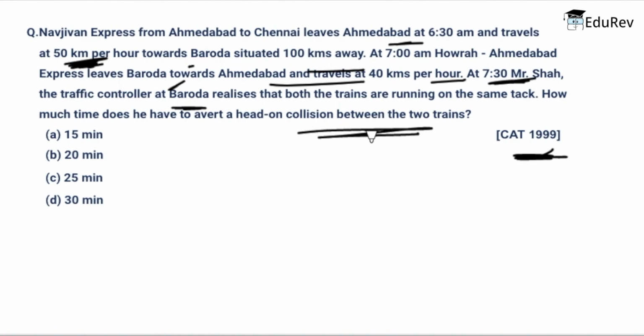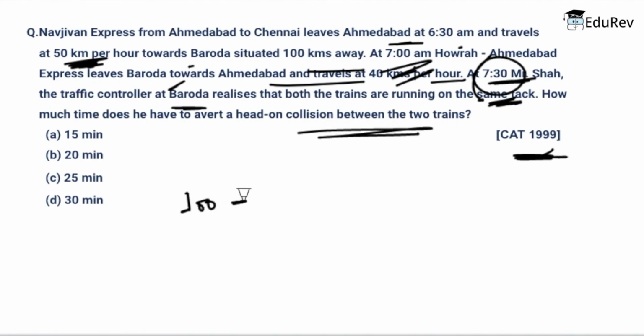Now considering the reference time to be 7:30 am, we would need to find the distance between the two trains at 7:30 am. Correct. Now from 6:30 to 7:30, the Navjeevan Express would have travelled 50 kilometers, and from 7 to 7:30, the Howrah Ahmedabad would have travelled 20 kilometers.